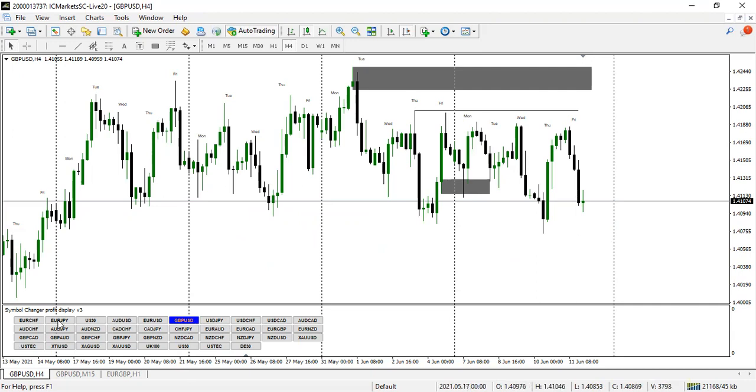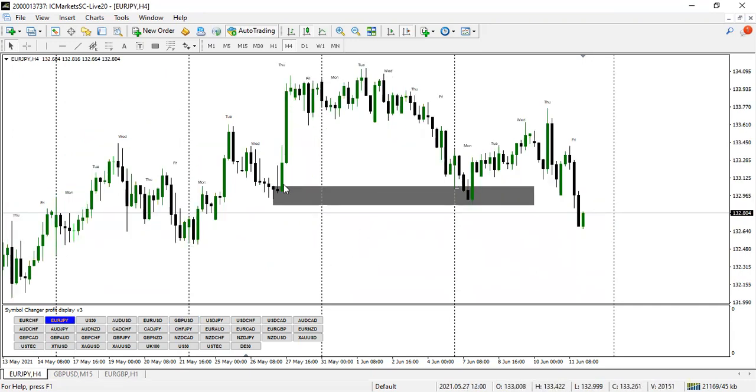So the next pair will be EURJPY. This was the zone I was expecting that price will continue to go up with. As you can see, price came down into that zone, it moved up, and on Thursday it reversed back. So if you know how to enter, this would have actually given you about a 1 to 10 risk reward ratio before this reversal really took place.